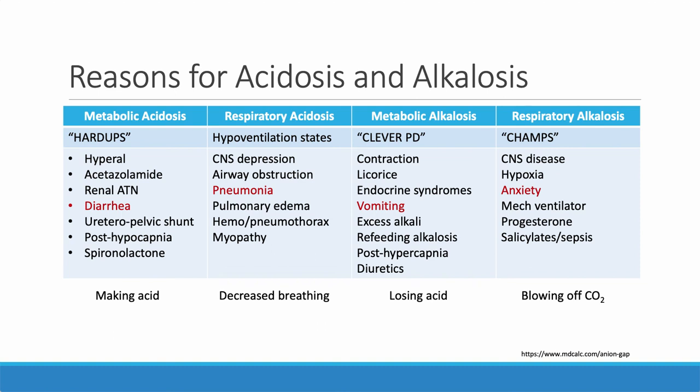It's a bad thing. The most commonly seen thing with this metabolic alkalosis is vomiting. You lose too much stomach acid. That causes a metabolic alkalosis, and so vomiting is the thing that you should think of as the major cause of that.